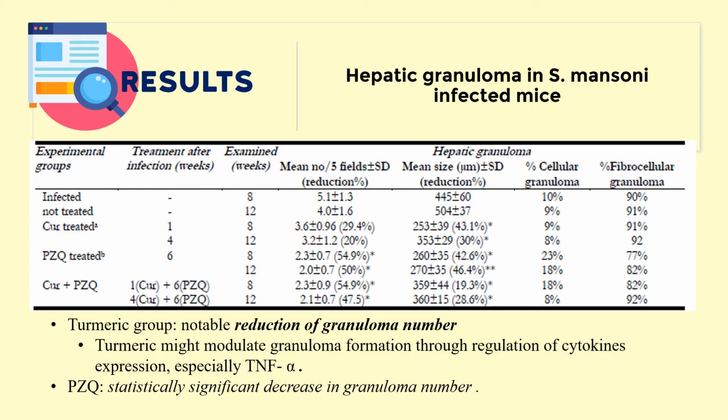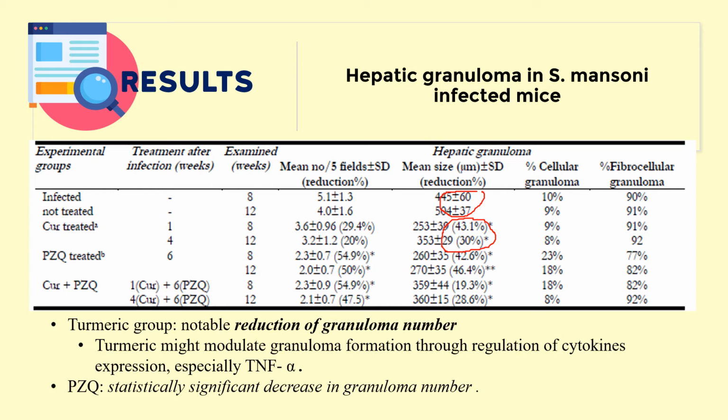For the hepatic granuloma in S. mansoni infected mice, the turmeric group showed a notable reduction in granuloma number as compared to the control group. Turmeric might modulate the granuloma formation through a regulation of cytokine expression, especially TNF-alpha. Also, turmeric reduced the cloudy swelling, and this improvement may be due to the anti-inflammatory effect of turmeric.